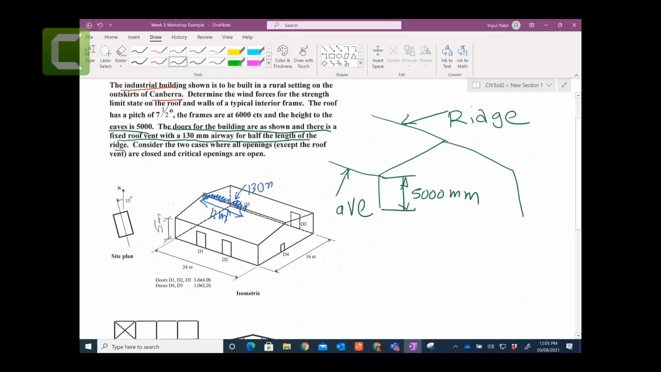Consider two cases: all door openings open except the roof vent, so the roof vent is closed, so we need to consider that all doors are open. This is open, this is open, this is open, this is open, and this one is open. Then you close it off, and the critical openings are open. I will explain what a critical opening is next week, but keep in mind that they want two cases: if you keep all the doors open, what would be the force on this frame, and if you keep all the doors closed, what would be the force on this frame.